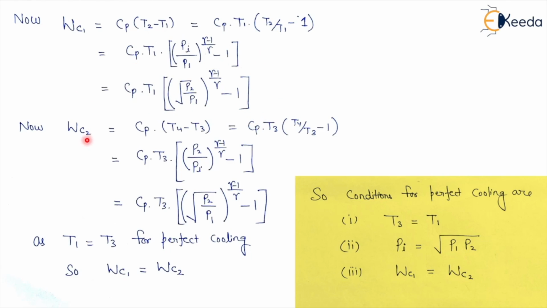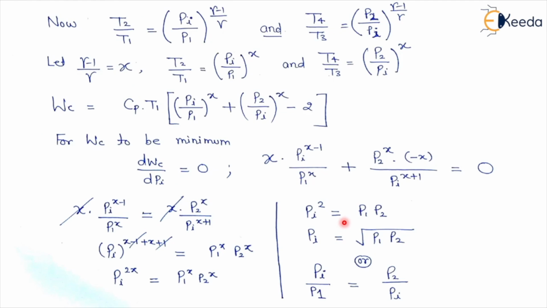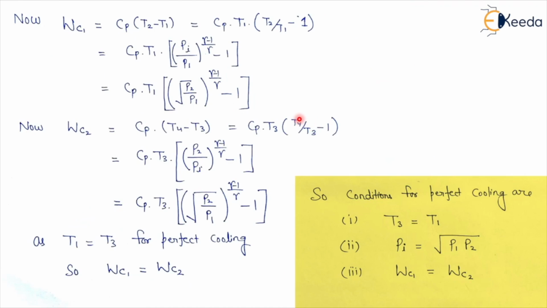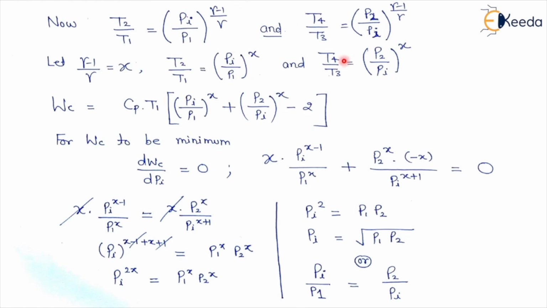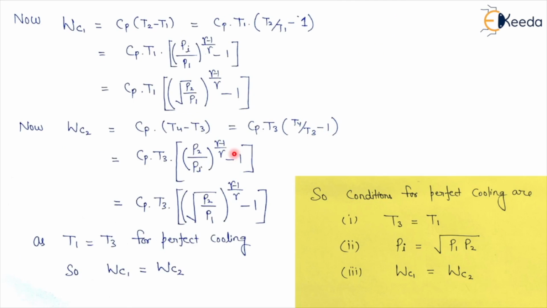Similarly, the work input to the compressor 2 I can write as Cp into (T4 minus T3). In this case I'll take T3 common, so I'll get T4 by T3 minus 1. The value for T4 by T3 will be P2 by Pi raised to power x, and x is (gamma minus 1) upon gamma. If I put all these values, I'll get this value.